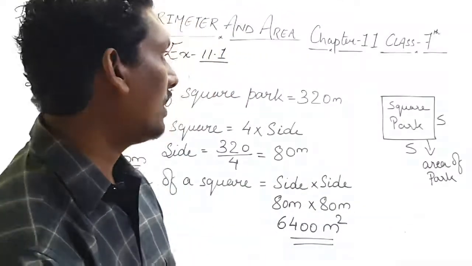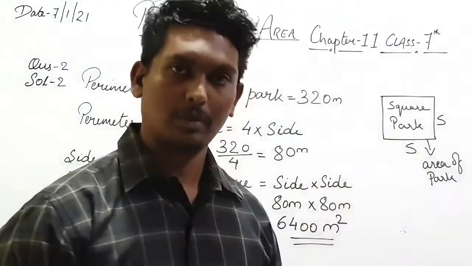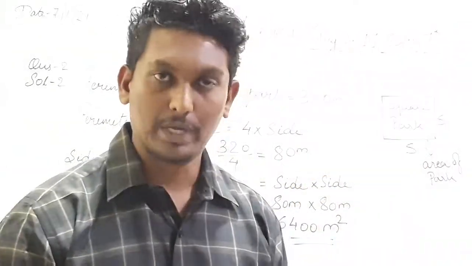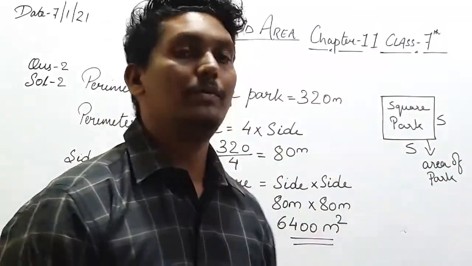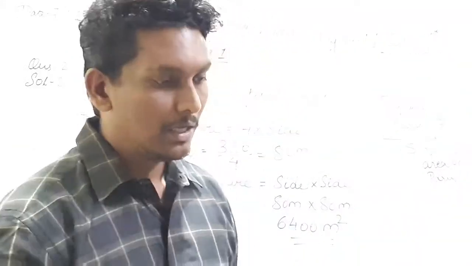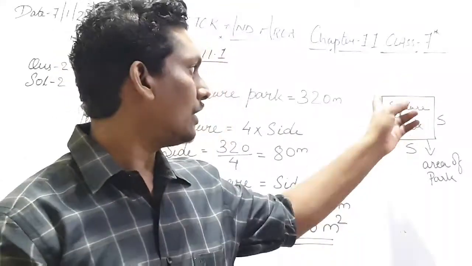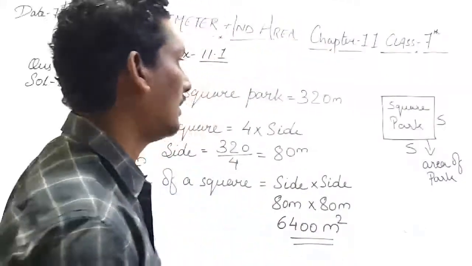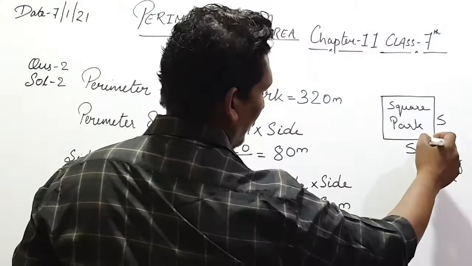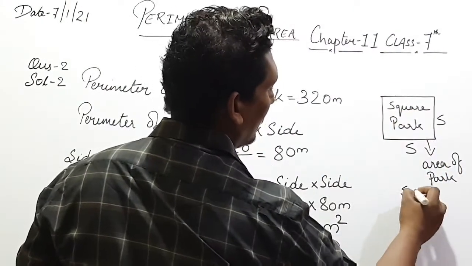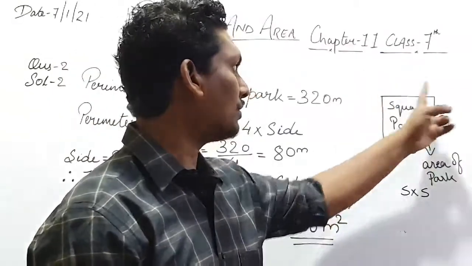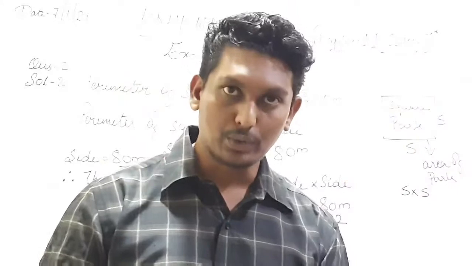On to the next question, question number 2. In this question, a square park is given, and the perimeter of the square park is given to you, that is 320 meter. We have to find the area of the square park. So one thing, keep it in your mind: for finding the area of a square park, we want the side. The formula for finding the area of a square is side into side. But in this question, perimeter is given. Perimeter means the length of all four sides is given to you.